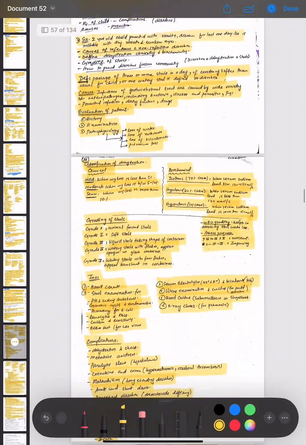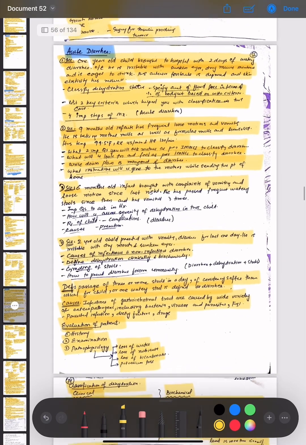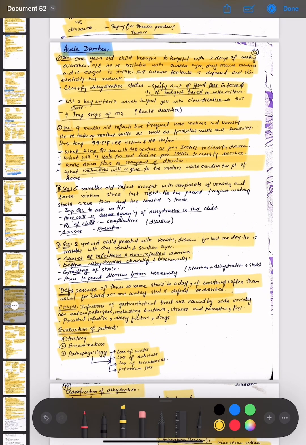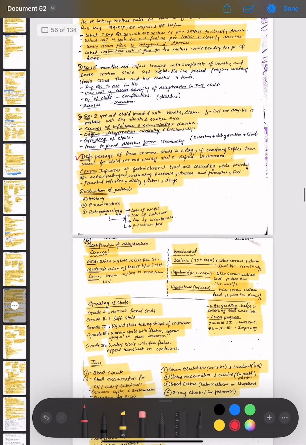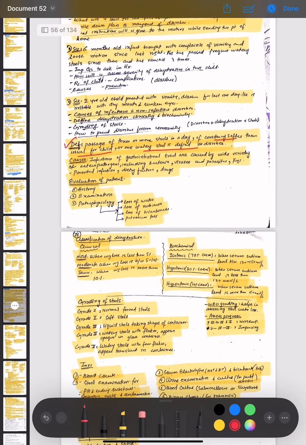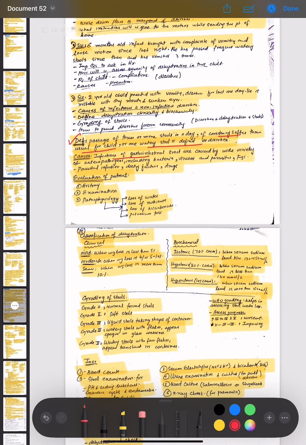Let's revise what we have studied up till now. Okay, we are discussing the case of acute diarrhea. The patient has a history of passing loose stools and may be severely dehydrated. Then we have the definition: the passage of 3 or more stools in a day of consistency softer than usual for the child, or 1 watery stool, is defined as diarrhea. Then there are different causes, which are infections of the gastrointestinal tract, and then we have to evaluate the patient. So first we take the history, then examination, then the pathophysiology is checked.